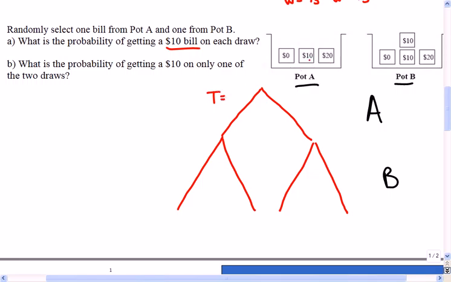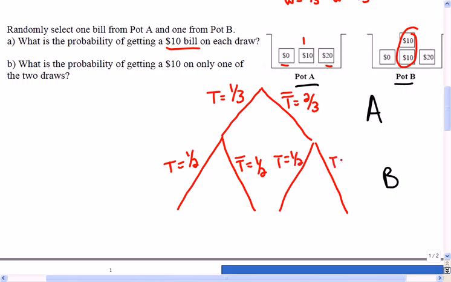Is equal to, in pot A, it's just 1 out of 3. So the probability that it was not a $10 bill is 2 out of 3. That's these two here. Then in pot B, I can see if I draw a 10, it's going to be 2 out of 4, or half. And if it's not a 10, that's also 2 out of 4, or half. So here's the branches of my tree, so then I can easily answer questions like what's the probability of drawing a 10 for both of them.